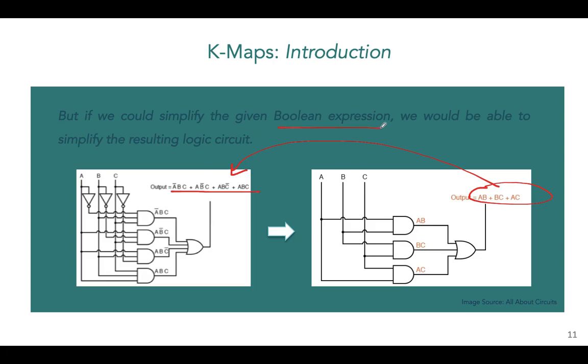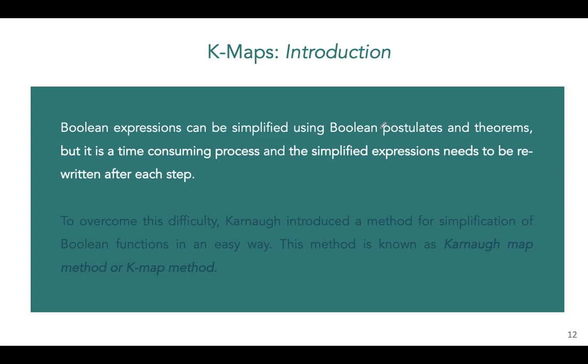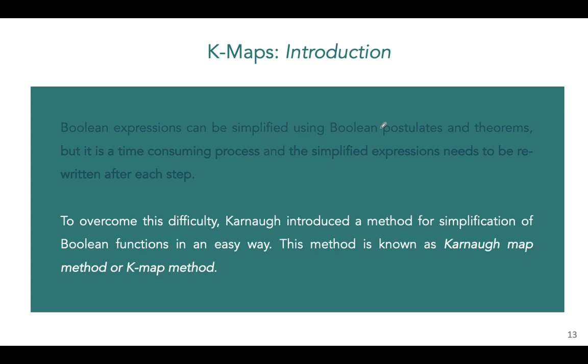simplify Boolean expressions. Now, Boolean expressions can be simplified using Boolean postulates and theorems, but that is a time-consuming process. Plus, the simplified expressions need to be rewritten after each step, so it's complicated, it's time-consuming, and it requires a lot of resources. Now, to overcome this difficulty, Karnaugh introduced a method for simplification of Boolean functions in a very easy way. So this method is known as the Karnaugh map method, or simply the K-map method. So that's where this term comes from. K is essentially short for Karnaugh.